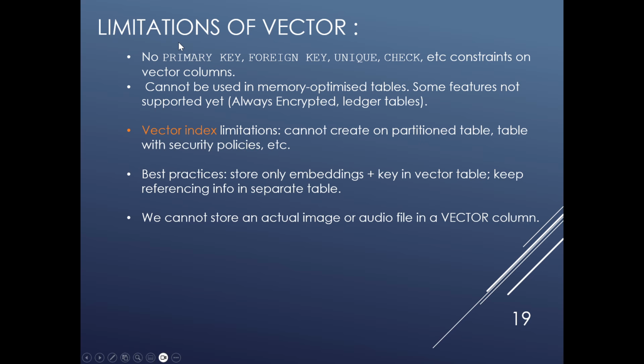Limitations of vector. We cannot store an actual image or audio file in a vector column, as I already shared. However, we can generate an embedding from an image or sound. These embeddings are numerical representations that capture the semantic features of the original media. Storing these embeddings in a vector column allows us to perform similarity searches, making it possible to identify or retrieve the original image or sound based on its embeddings.